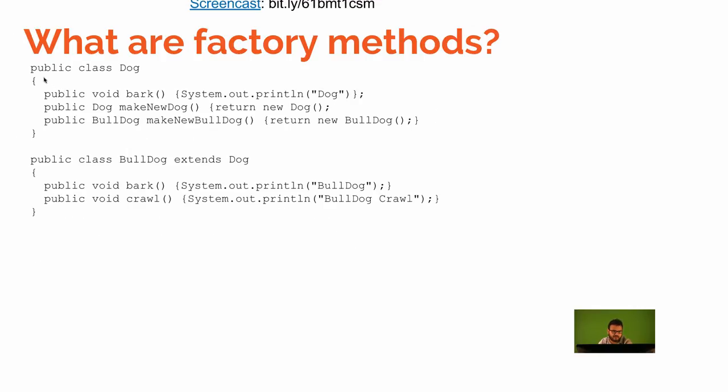Let's take a look at this. So now we have public class dog, it can bark, so dogs can bark, and it prints out dog. You have a public dog make new dog, and you have public bulldog make new bulldog. So the make new dog method makes a dog, the make new bulldog method makes a bulldog. And then you have public class bulldog extends dog, and bulldogs can bark and crawl, and so, barking it says bulldog, crawling it says bulldog crawl.